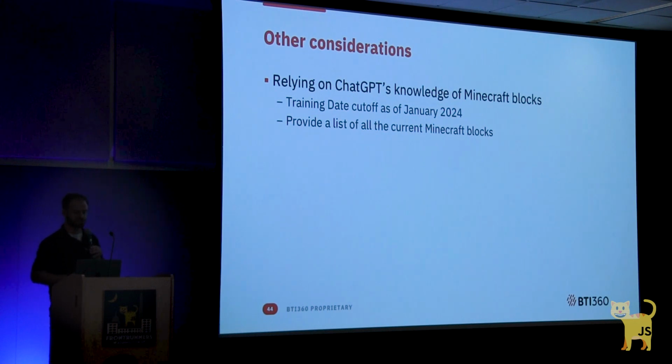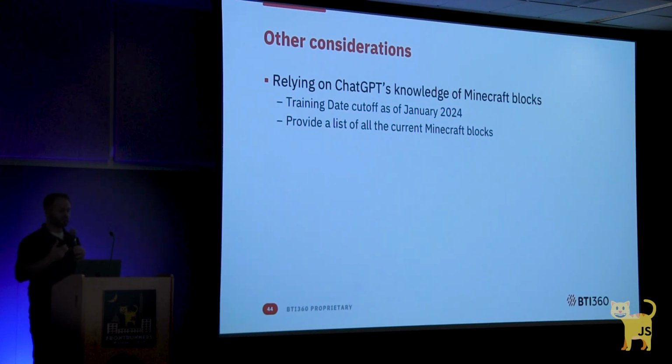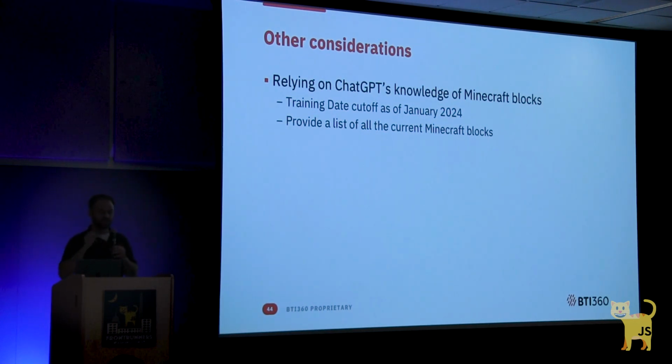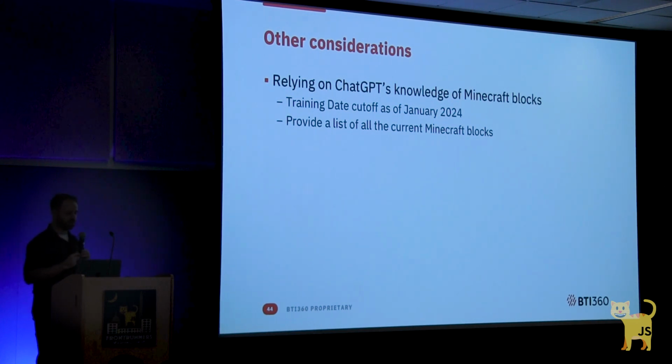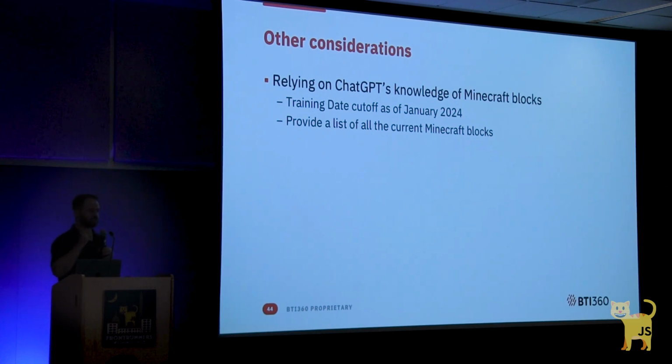So, some other considerations. We're relying on ChatGPT's knowledge of Minecraft blocks. The training data cutoff was January 2024. So one of the things we could do is provide an array in the context window saying, here are all my block names, here's the descriptions and images. So we could actually show blocks in the response.